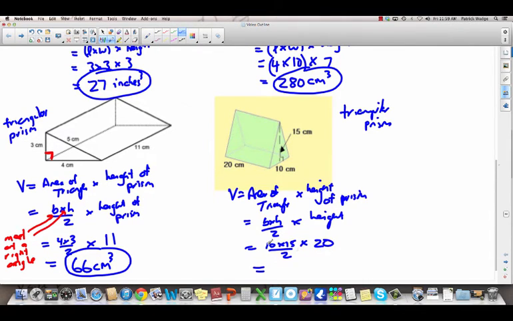So this will give us our answer. 10 times 15 is 150, divided by 2 is 75. 75 times 20 is 1,500 centimeters cubed.